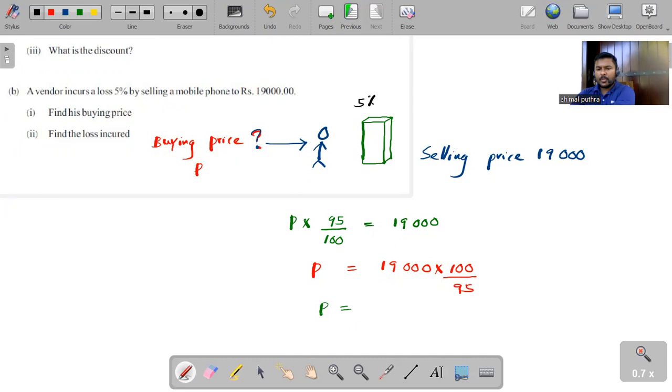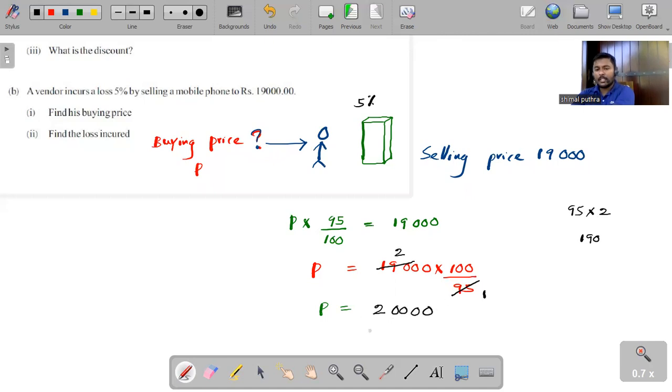Just forget about this 100 and you can just consider 95. There is something you can see. Why? We know 95 into 2: 90 into 2 is 180, 5 into 2 is 10. That is just 190. Can you see? You can just cancel 95. This is 1. You can cancel this 190. This is just 2. So the answer is equal to 20,000.